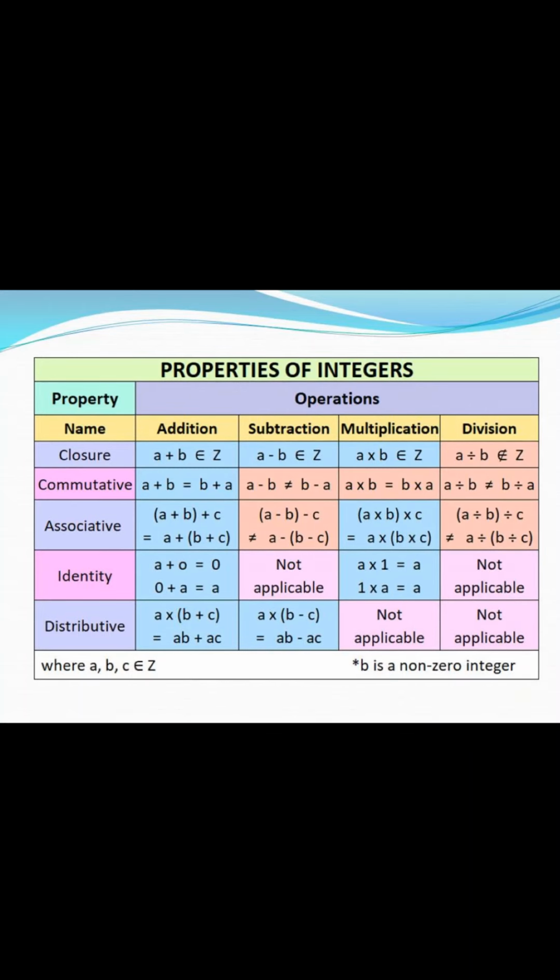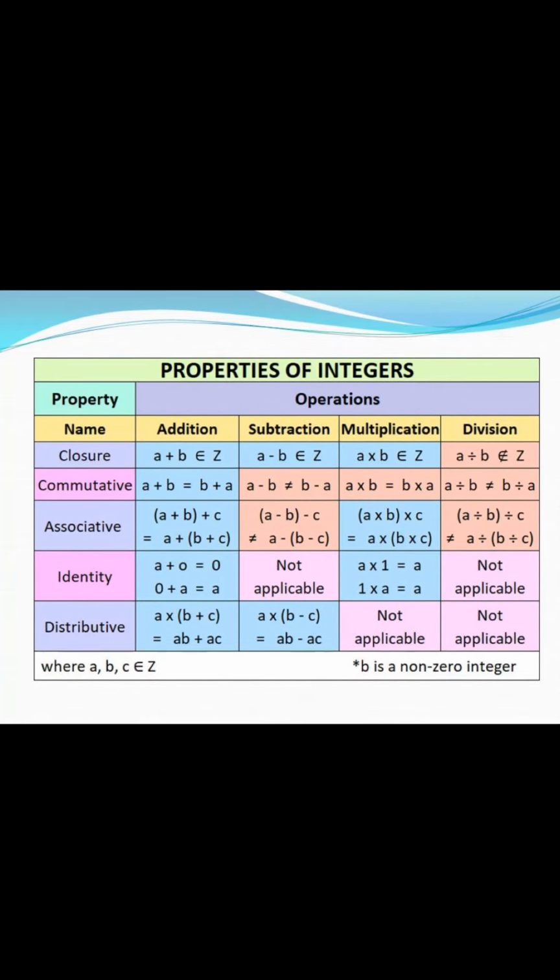The next property is the associative property. In this property, (a divided by b) divided by c will not give the same answer as a divided by (b divided by c).